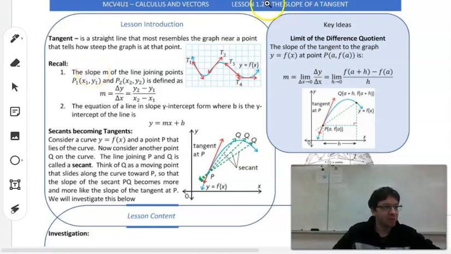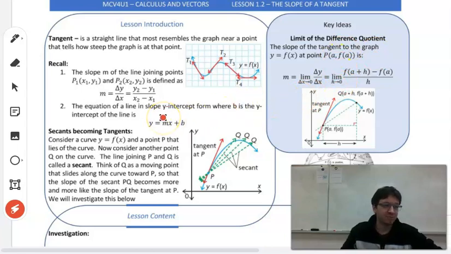So in this lesson, it's 1.2, we're going to look at the slope of a tangent. Here we have a curve, this blue curve here. If you pick any point on that curve, a tangent is a line that best represents how steep the curve is at that point.